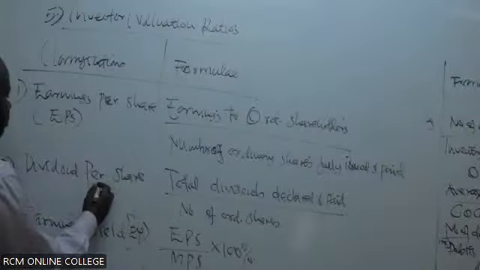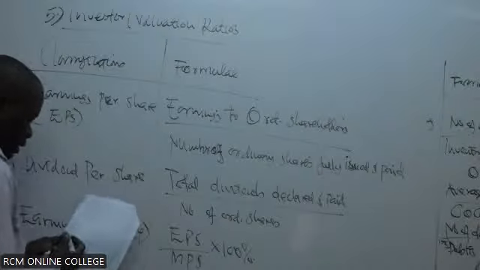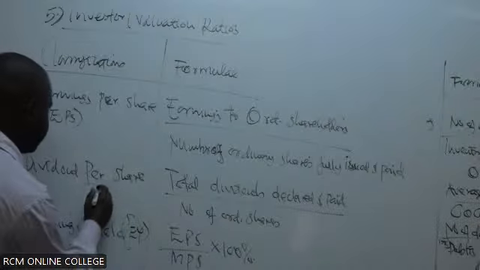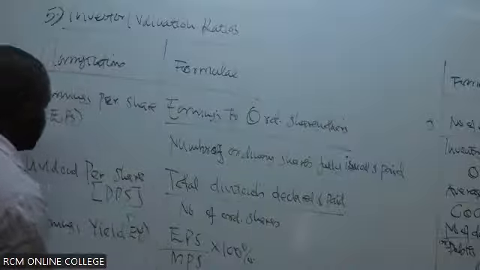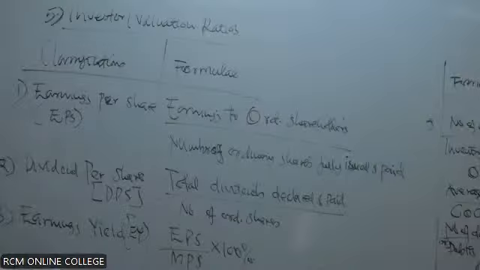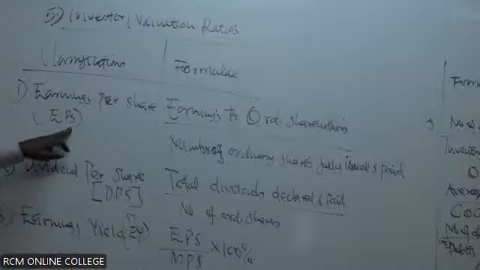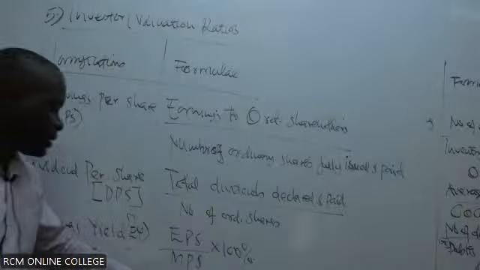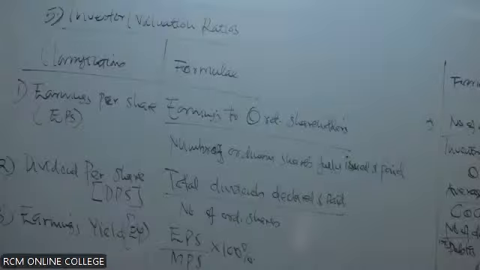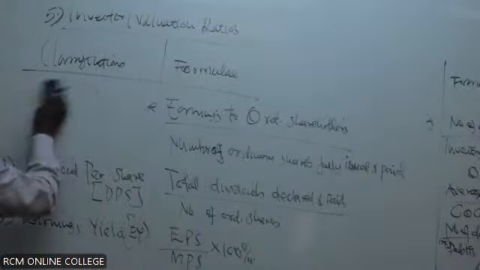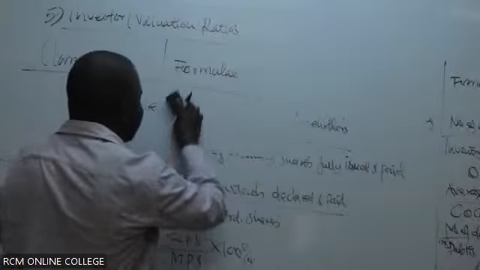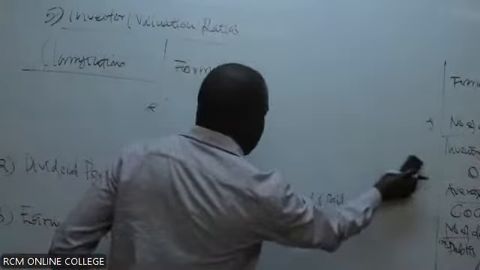This one you can put in brackets. Sometimes you will see somewhere they have indicated DPS. So for the earnings yield, you take the EPS and divide by the market price per share. For the dividend yield, which is number 4 now, you take the DPS over MPS.